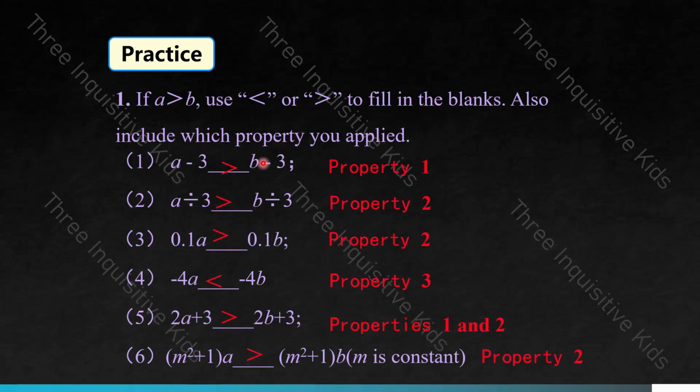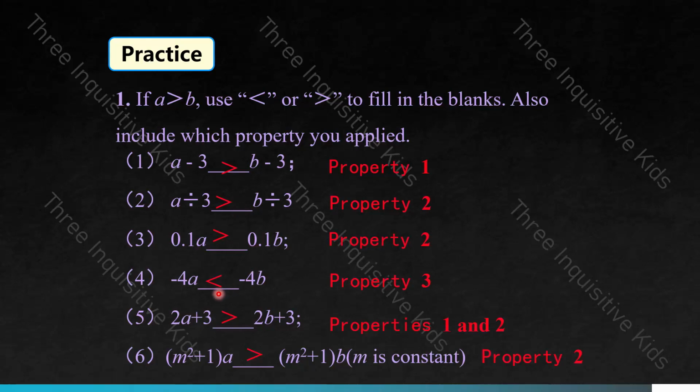For example, here it's property 1 because you are subtracting or adding a number onto both sides of the inequality. And for the second one, it's property 2 because it is dividing the same positive number onto both sides. Again, here, it's also property 2 because you have multiplied 0.1, a positive number, onto both sides of the equation.